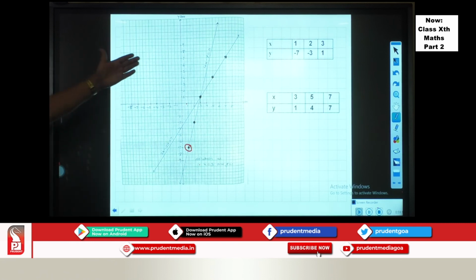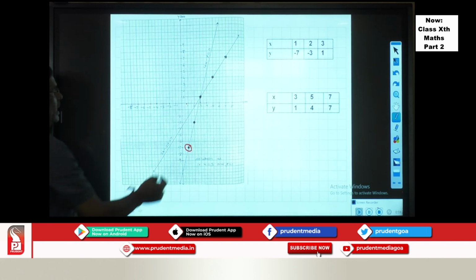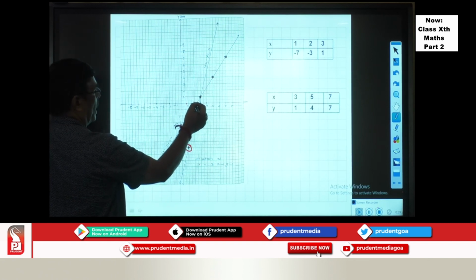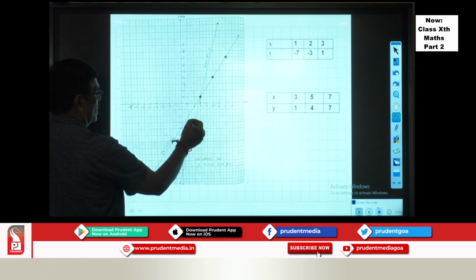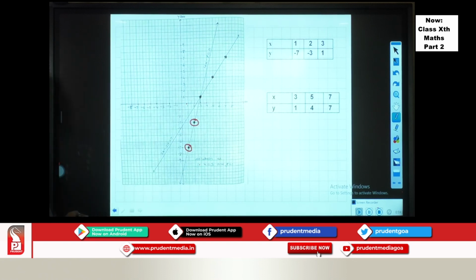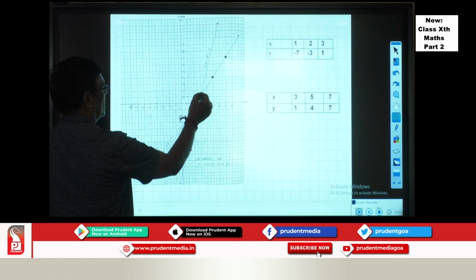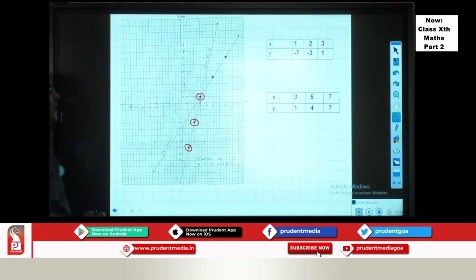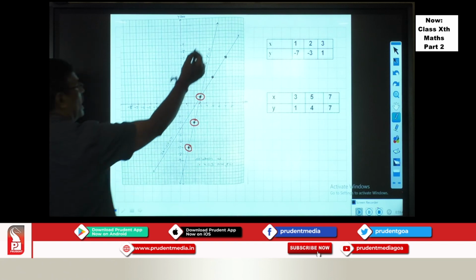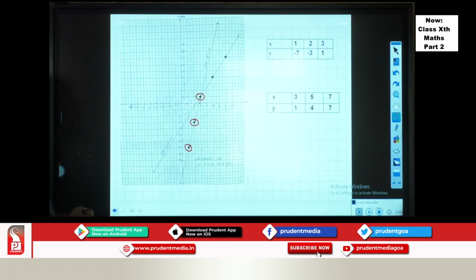Now in the second case, x is 2 and y is minus 3. x is 2 is here, y is minus 3 is down here, so it comes here. Then in the third case, x is 3 and y is 1. x is 3 is here, y is 1 here, so it comes here. Now once I get these 3 points, the next step is to draw a straight line. So I am drawing a straight line here.